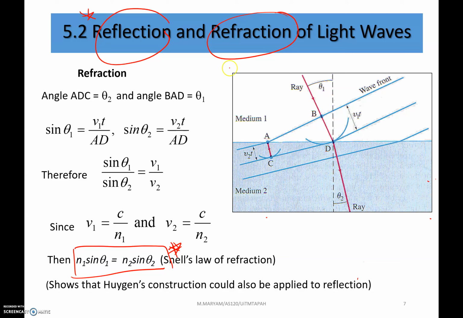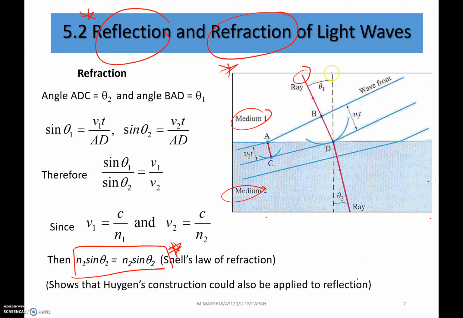Now look at this example. On this picture here, I'm going to explain what each point represents. We have medium 1 and medium 2. Of course, for refraction, we have to have different media. If not, the refraction won't happen. It is caused by the difference in medium, or the difference in index of refraction. So we have medium 1 and medium 2, and a ray of light which passes from medium 1 into medium 2.